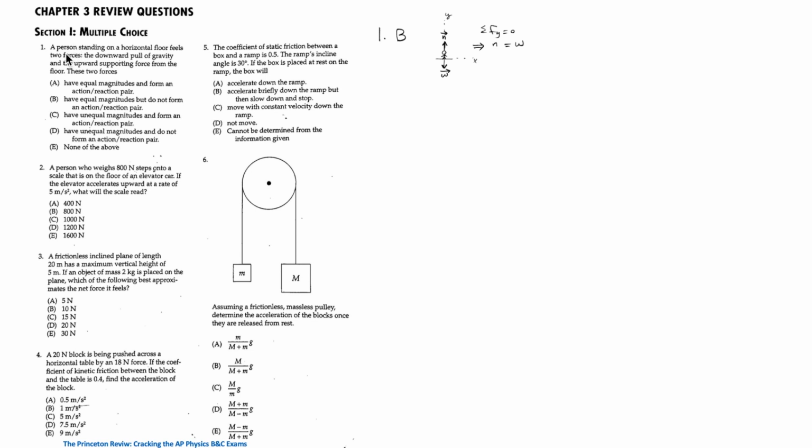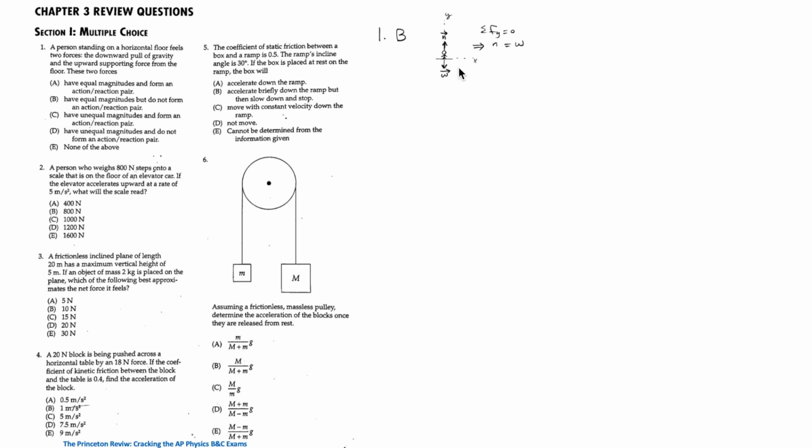So for the first question, a person standing on a horizontal floor feels two forces: the downward pull of gravity, the weight of the person, and the upward supporting normal force from the floor. These two forces A, have equal magnitude and form an action reaction pair, or B, have equal magnitudes but do not form an action reaction pair, or C, unequal magnitudes and form an action reaction pair, or D, unequal magnitude but do not form an action reaction pair, or E, none of the above.